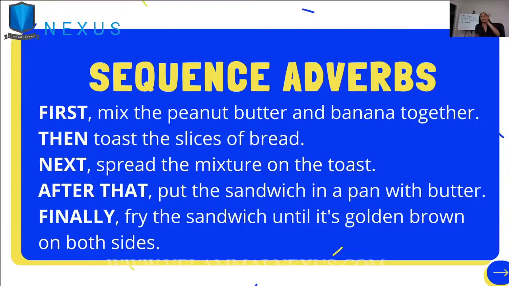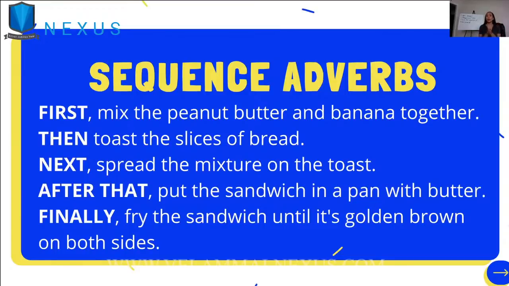So, a peanut butter and banana sandwich. And this is the recipe, a very simple and very quick recipe. So first, mix the peanut butter and banana together. You mix them up. Then toast the slices of bread. It can be a toaster, so you put the slices in it. When you're done, next, spread the mixture on the toast. What is the mixture, you may ask? The mixture is what you did on step 1, the peanut butter and the banana together.